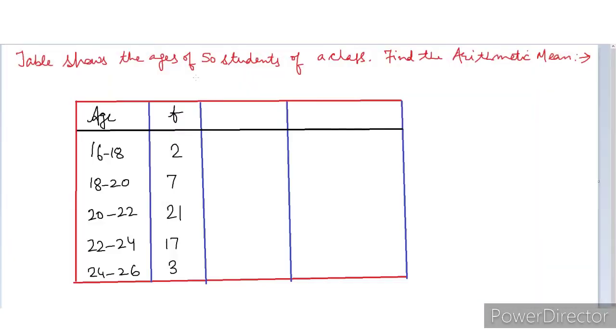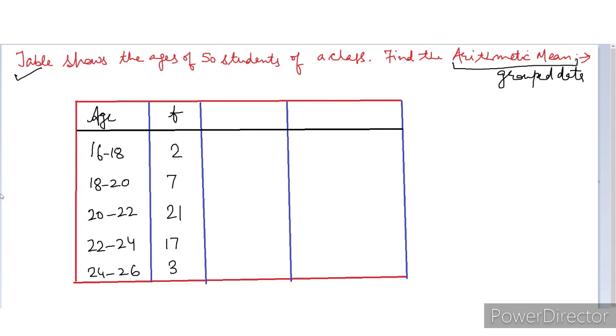Students, I have taken up this question and written it in front of you. It says the table shows the ages of 50 students of a class. Find the arithmetic mean. First of all, I want to tell you that this is a question to find the arithmetic mean of grouped data.